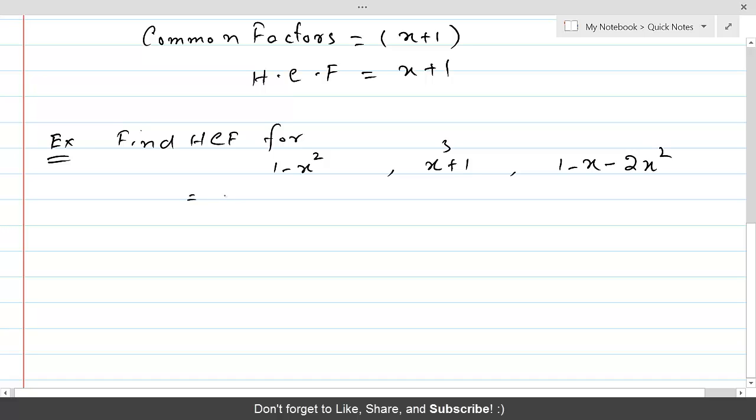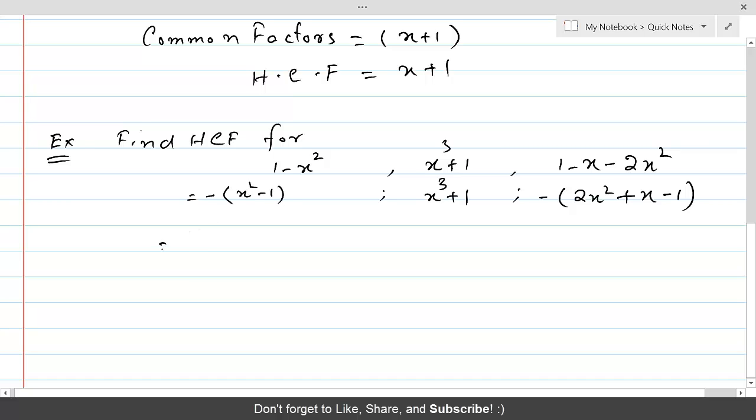The first polynomial will be, if we take minus out, x squared minus 1, and here x cubed plus 1 is already in descending order. And the third is, if we take negative common, 2x squared plus x minus 1. So now we are going to factorize x squared minus 1, which is a difference of perfect squares.